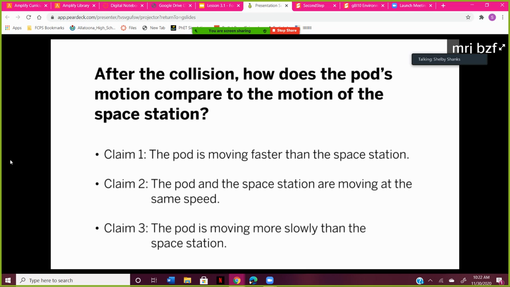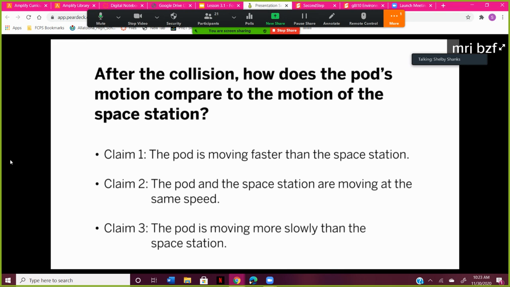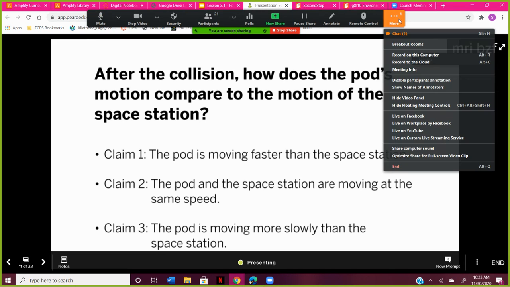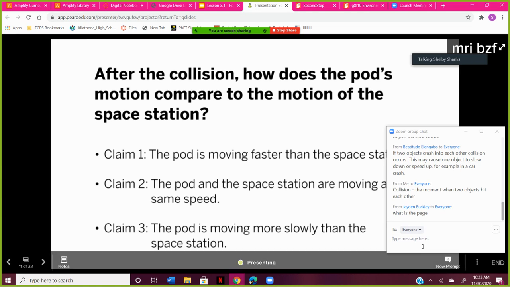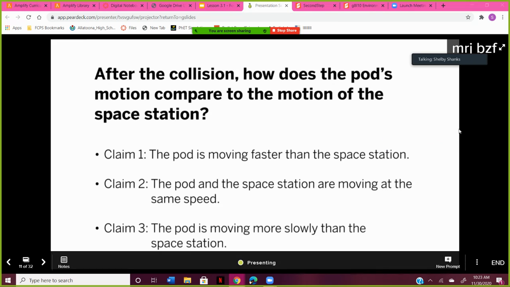All right, now we've got claim 1, claim 2, and claim 3. Claim 1 says the pod is moving faster than the space station. Claim 2 says the pod and the space station are moving at the same speed. And claim 3 says the pod is moving more slowly than the space station. Jaden, the page is 13 to type in the definition for collision. All right, so we've got these 3 claims.